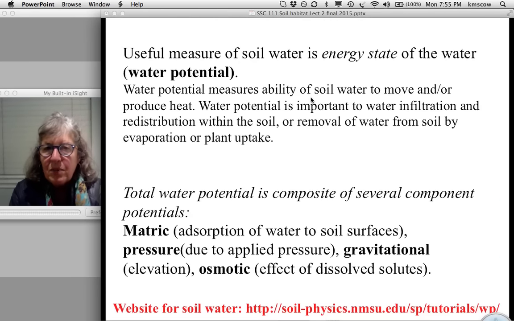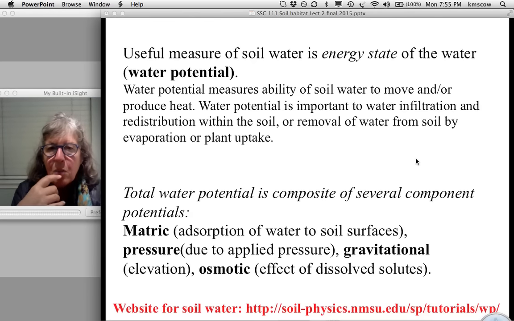Water potential measures the ability of soil water to move and/or produce heat. So water potential is completely relevant to whether or not water is going to infiltrate and redistribute within the soil, or whether it can be removed from soil by evaporation or by plant uptake or by microorganisms taking up the water.